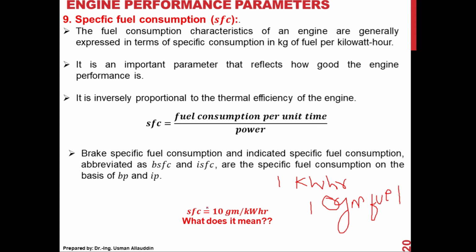So the lower the specific fuel consumption, the higher the efficiency. If you are putting in less fuel to produce 1 kilowatt hour, this shows the efficiency of an engine, and a more efficient engine will have lower values of specific fuel consumption. When you go to buy a vehicle, you always ask what the petrol average is, what the mileage of the engine is, that is, how much fuel will be consumed to run 1 kilometer.